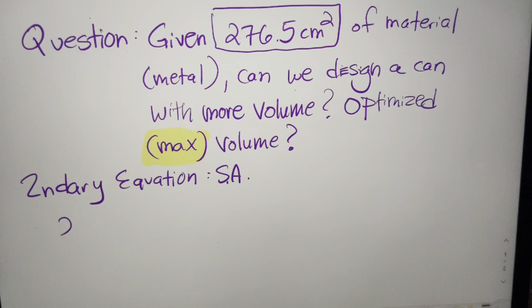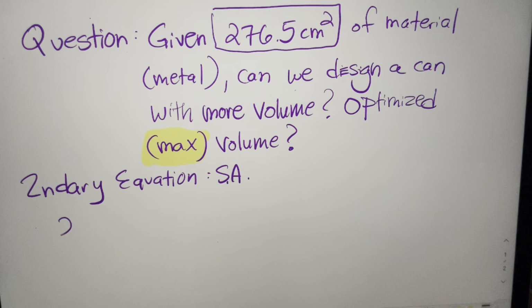Now, our question is this. Given that we are constrained by the actual amount of aluminum that went into the can, which was 276.5 cm squared, can we design a can that has more volume? In fact, we're not just interested in more volume. We're interested in an optimized can with max volume. Now, we're going to have a secondary equation, and that will be surface area.